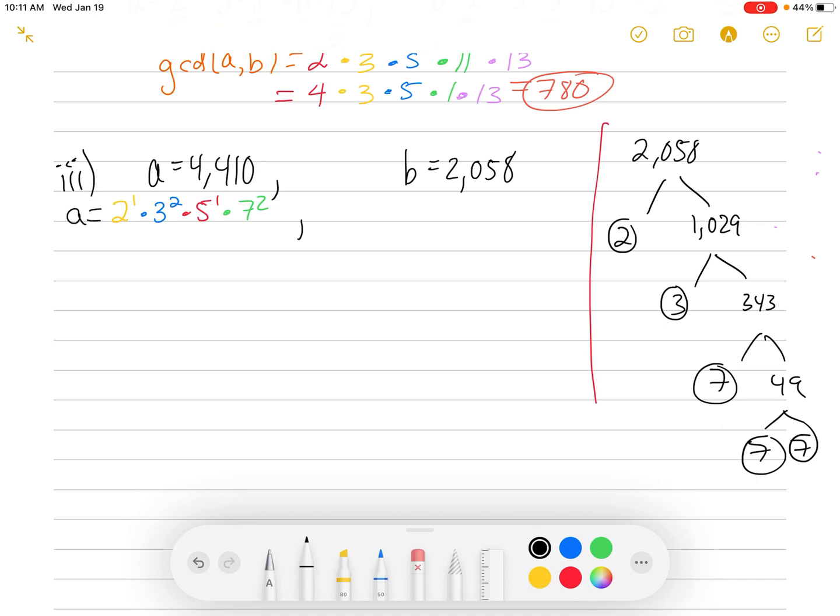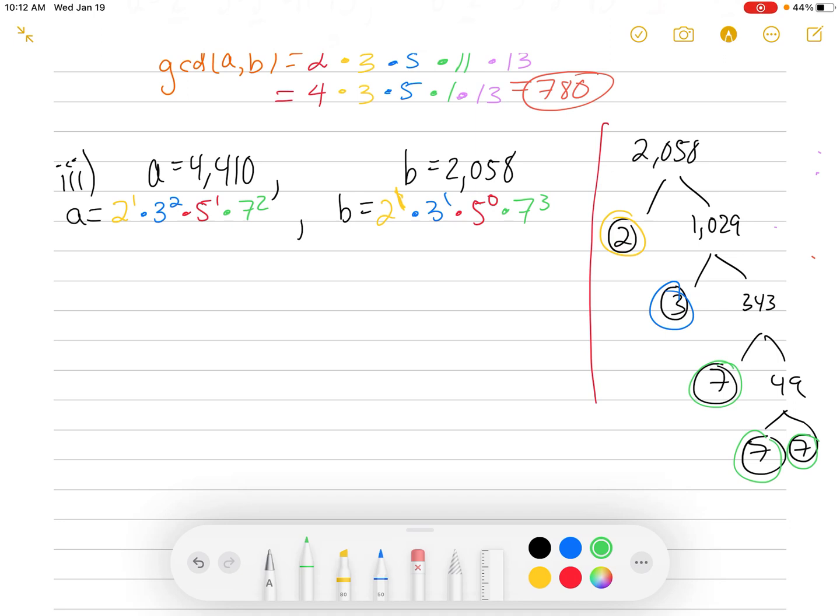So the prime factorization here is going to be, B is going to be 2 to the 1 times 3 to the 1. No 5s, right? So we're going to write 5 to the 0. And how many 7s? We have 3 7s. 1, 2, 3, times 7 to the 3rd.